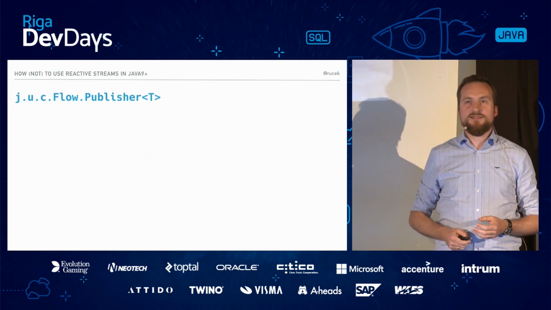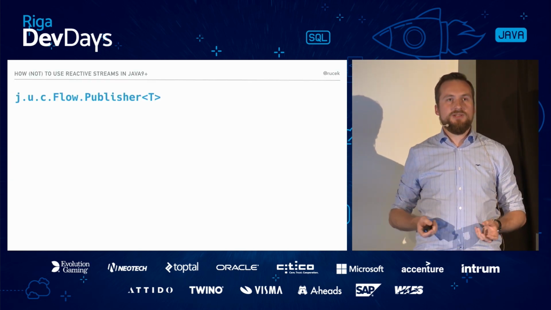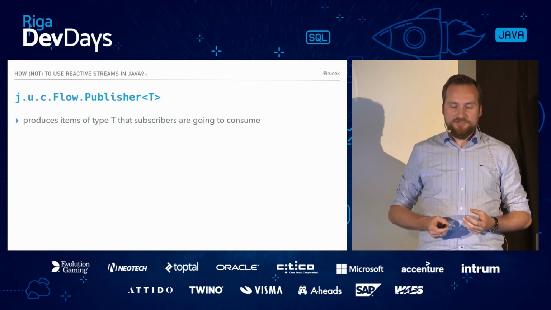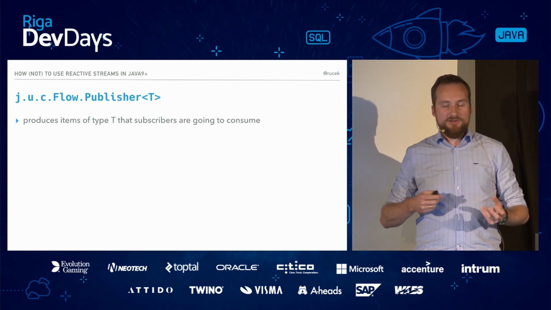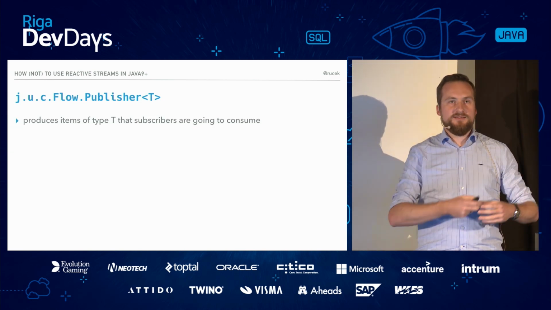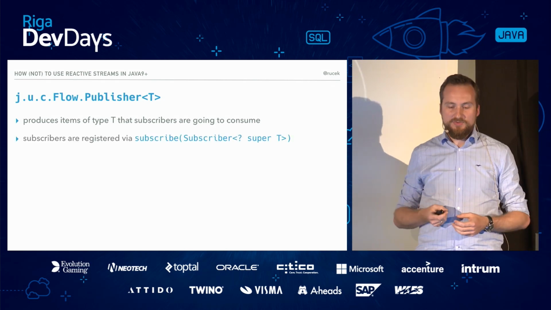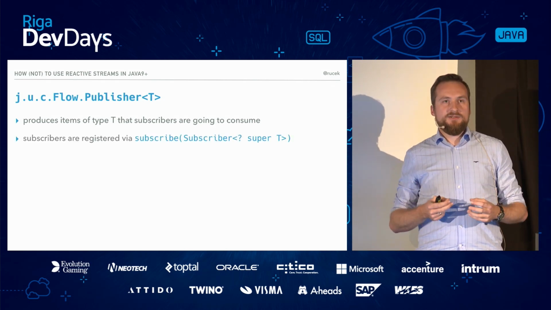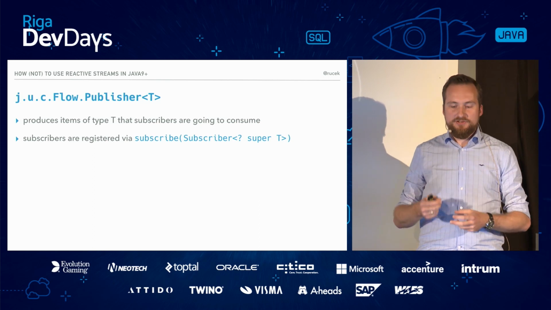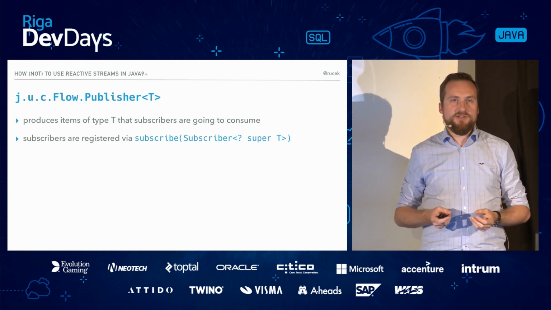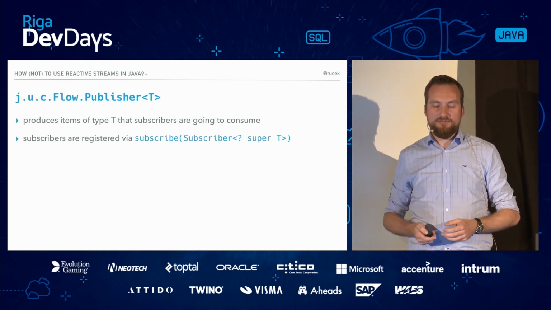The first one, starting from the beginning of the pipeline, is the Publisher. It's a pretty simple one because it basically produces elements of some arbitrary type, which the downstream is then going to consume. It can have subscribers registered via the subscribe method. And that's pretty much it for the publisher.